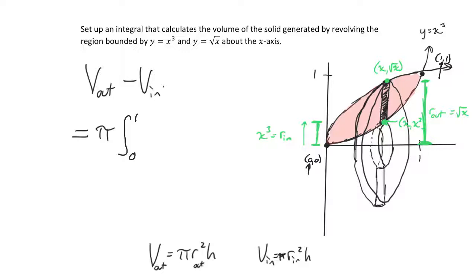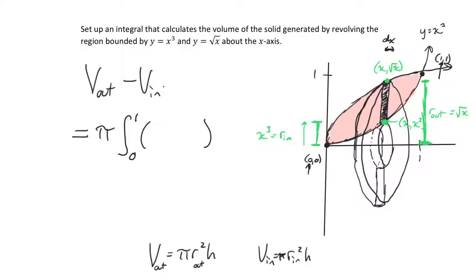So I'm not going to put it all together. I'm going to show you what we would do in general. We will do the outer volume, which has the outer radius squared times h, minus the inner volume, which has the inner radius squared times h. If you factor out the h, in our case the h is the thickness of that disk, and it's a left to right measurement, and so that's going to be dx.